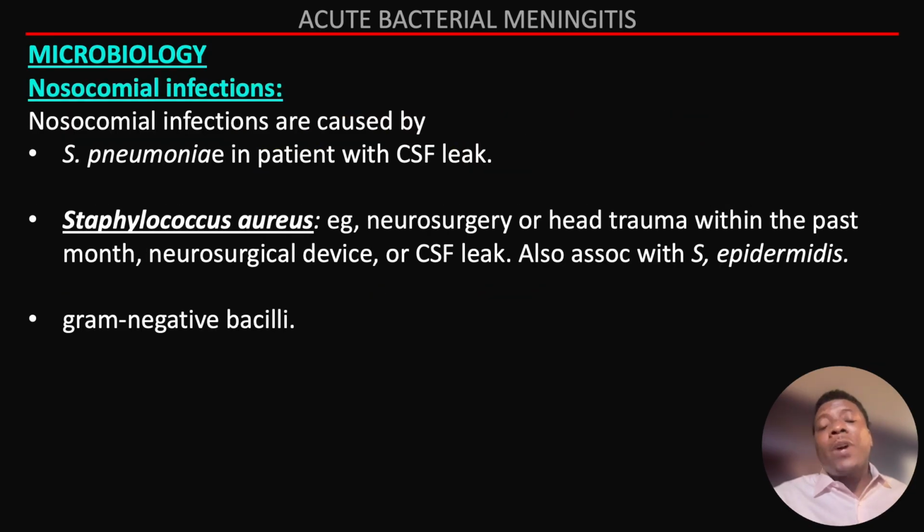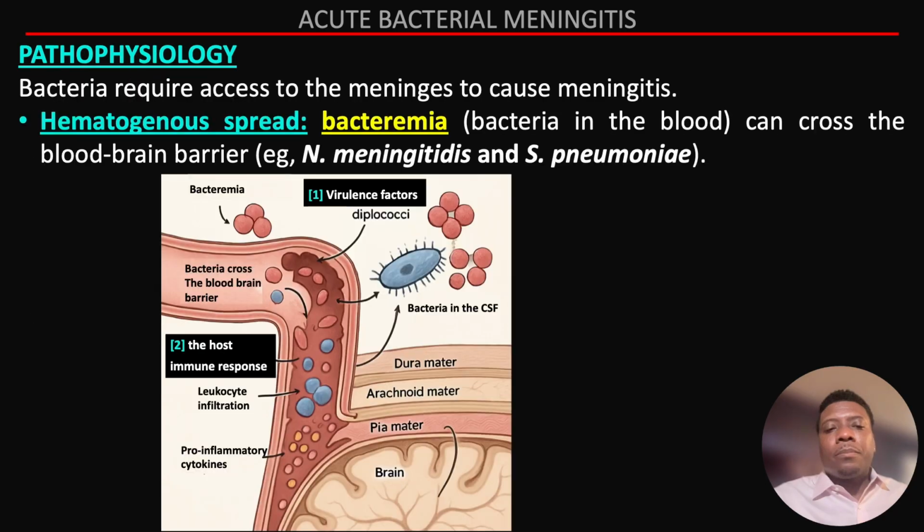In nosocomial infections, it could be strep pneumo from CSF leaks, it could be Staph aureus or Staph epidermidis, especially with head trauma or neurosurgery, as it can get access to the skin during surgery, or other gram-negative bacilli.